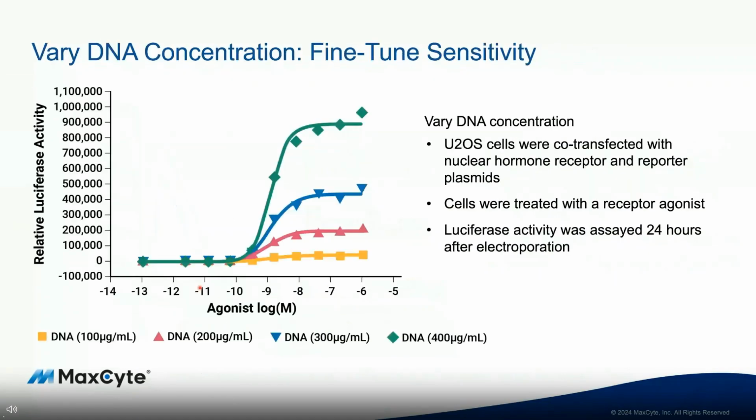You can also vary the DNA concentration during electroporation, where you can see here that in U2OS cells transfected with a reporter plasmid, you can modify the reporter expression based on how much DNA you put in the cell. So low amounts of DNA compared to a higher amount of DNA, you can control the expression of the reporter.